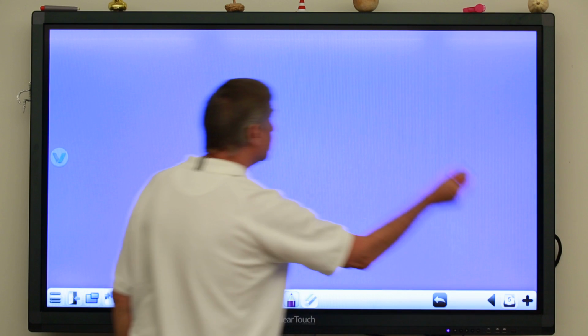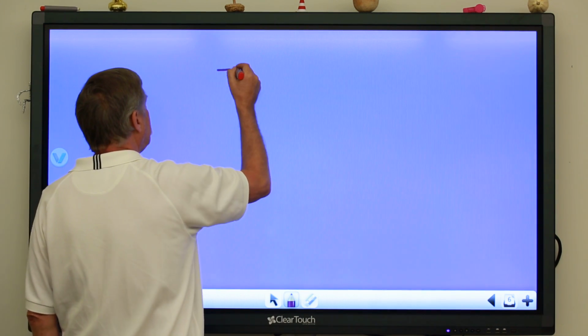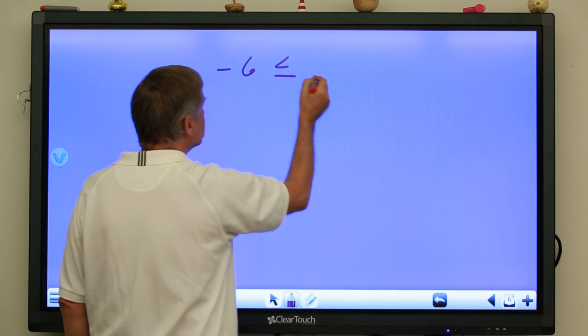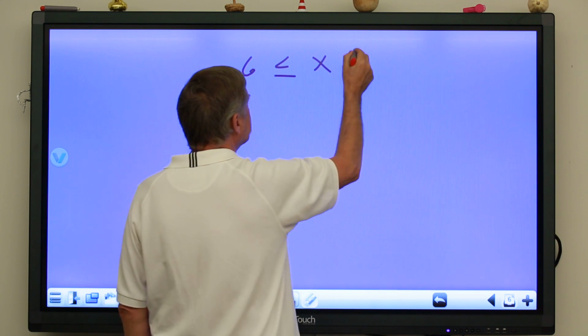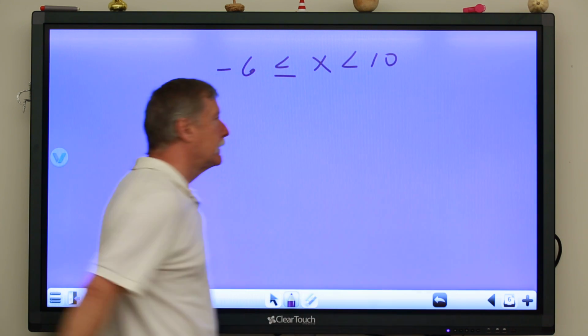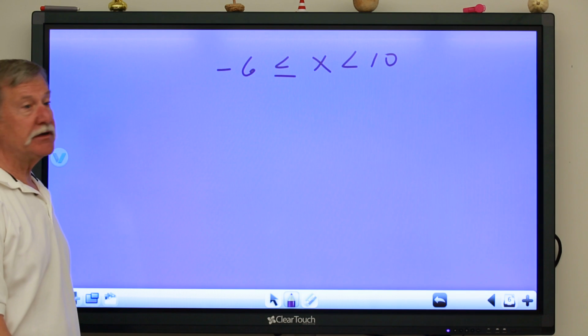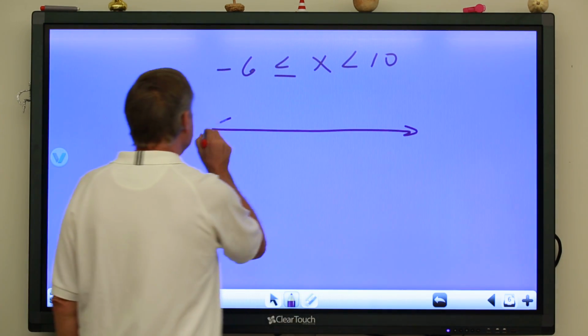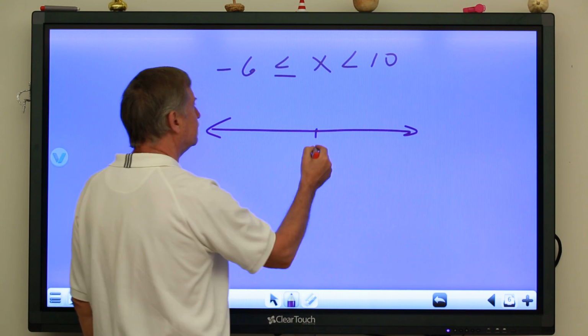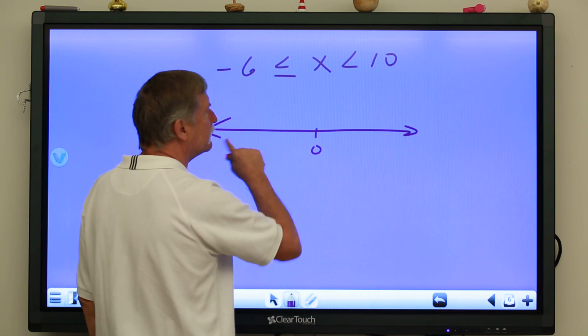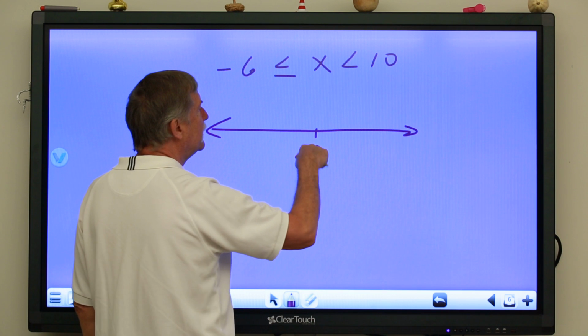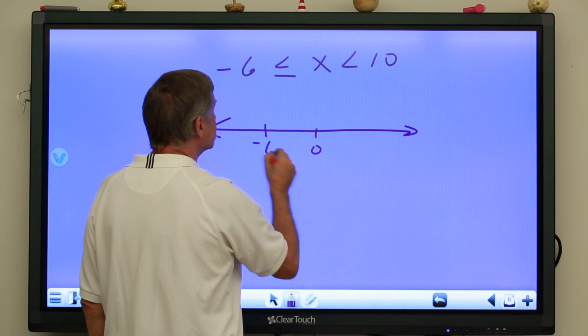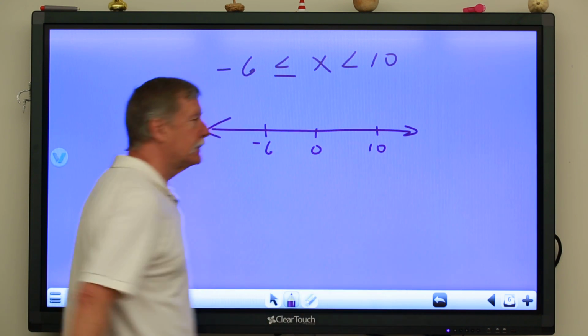So, for example, if I've got -6 is less than or equal to x, which is less than 10. That's a conjunction, and you may be asked to graph it. All right, fine. You can do this two ways. But whatever way you do it, you're always going to start with a number line, arrows at the end, 0, a -6, and a 10.